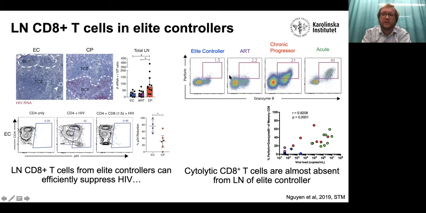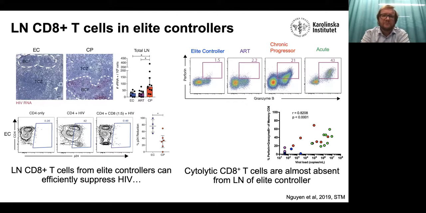Because what we could do here was to also include acute HIV infected donors and lymph nodes from these individuals. And these individuals had really high levels of Granzyme B and perforin within those lymph nodes, which was then associated, if you combine all the data points together, with the increased viral loads.